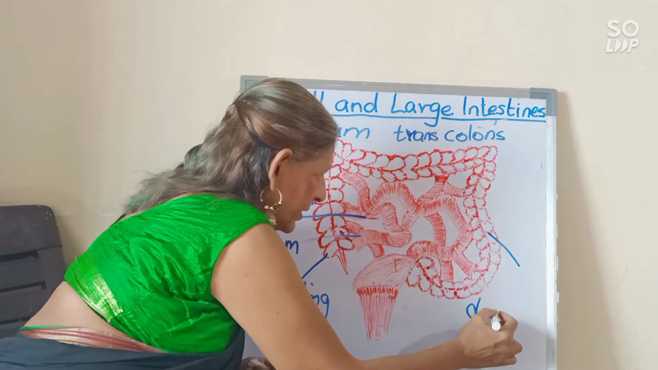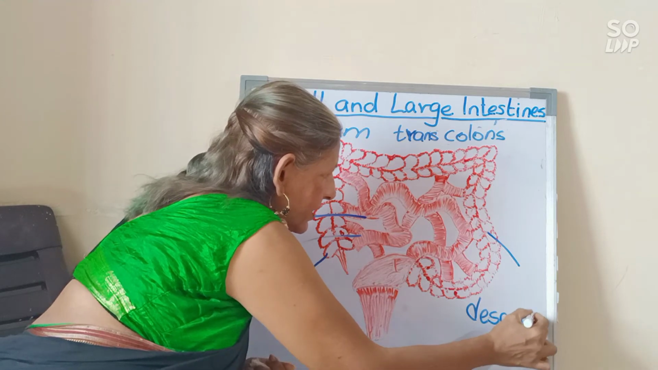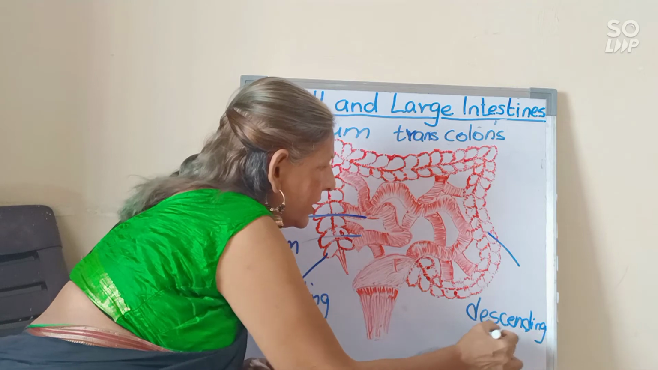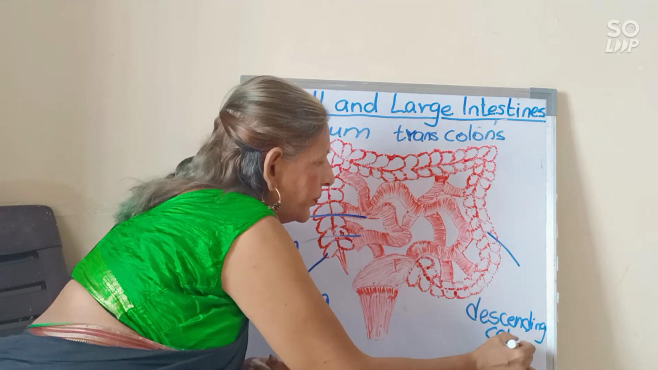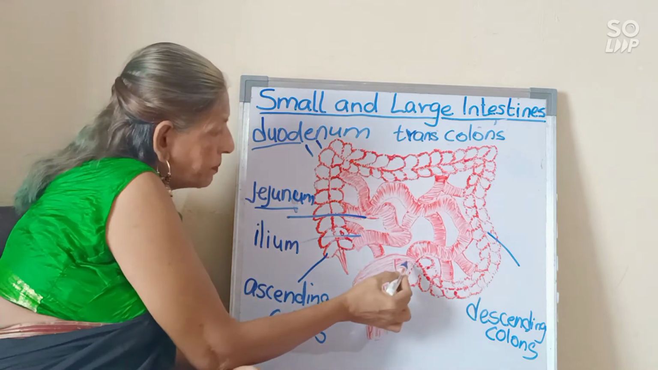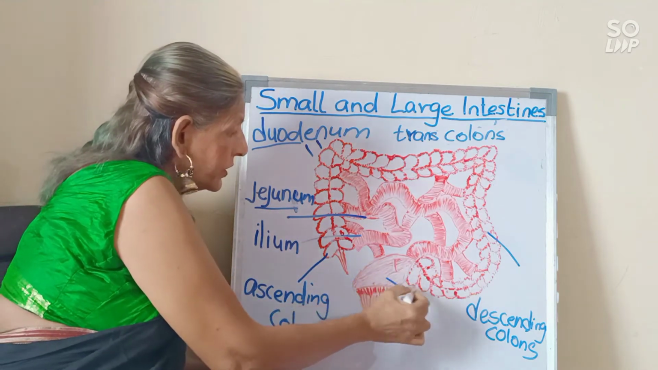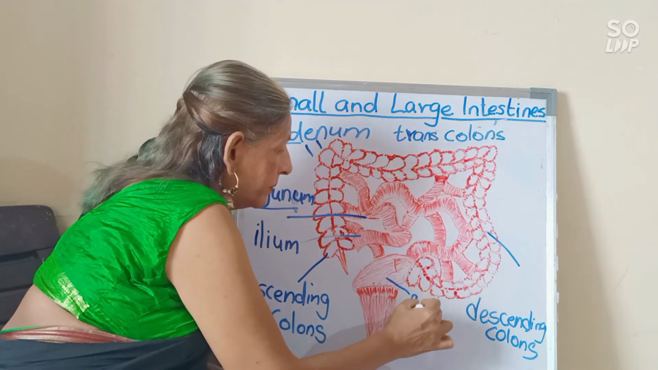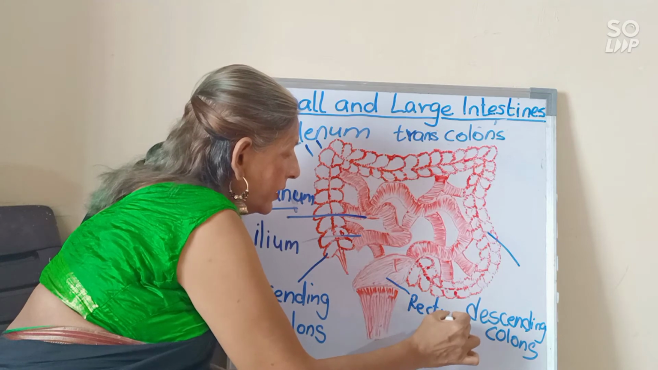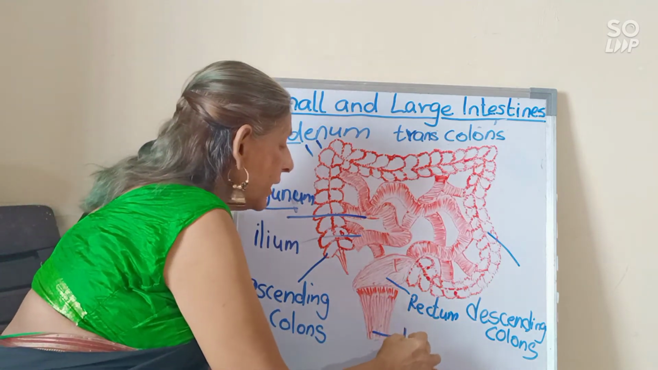D-E-S-C-E-N-D-I-N-G. Descending colons. And this part over here, my dear children, is called the rectum. And this part over here is the anus.